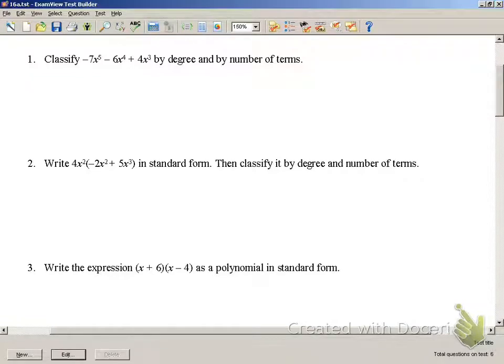So, start up for week number 16. Number 1, it says to classify negative 7x to the 5th minus 6x to the 4th plus 4x to the 3rd by degree and number of terms. In order to classify it by degree, we look at the greatest degree, and the greatest degree is found by the largest exponent. It is the 5th exponent.